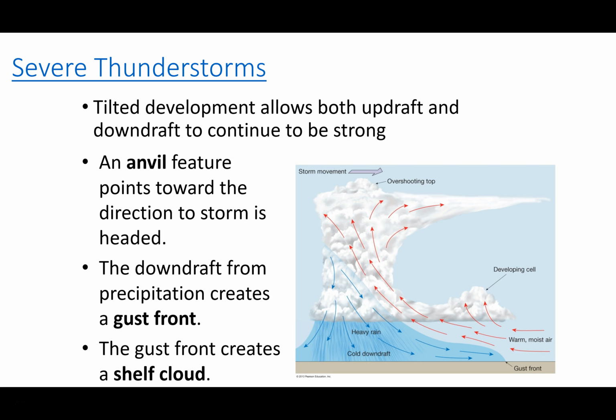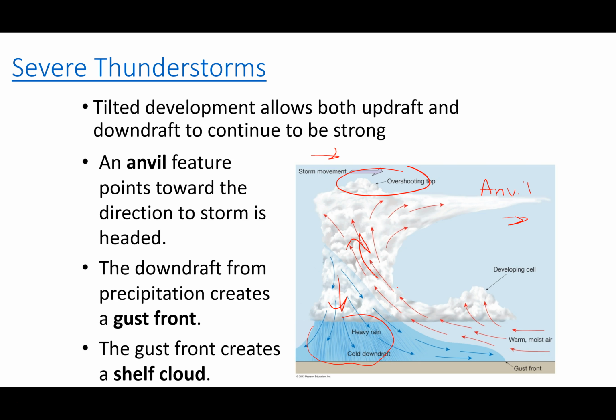You're going to see a figure and label some things associated with a cumulonimbus cloud. We have these overshooting tops. This actually is the anvil, and the anvil will show you the direction the storm is moving. You can see the updraft in red here, the downdraft in blue. We know it's a downdraft because I have precipitation here.